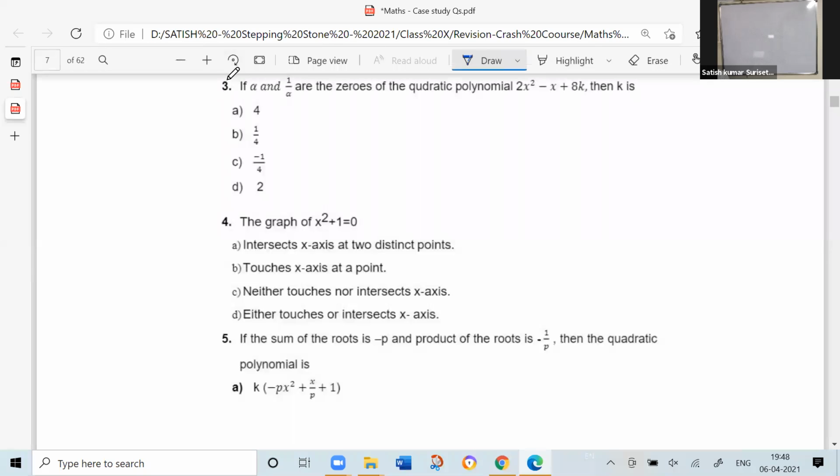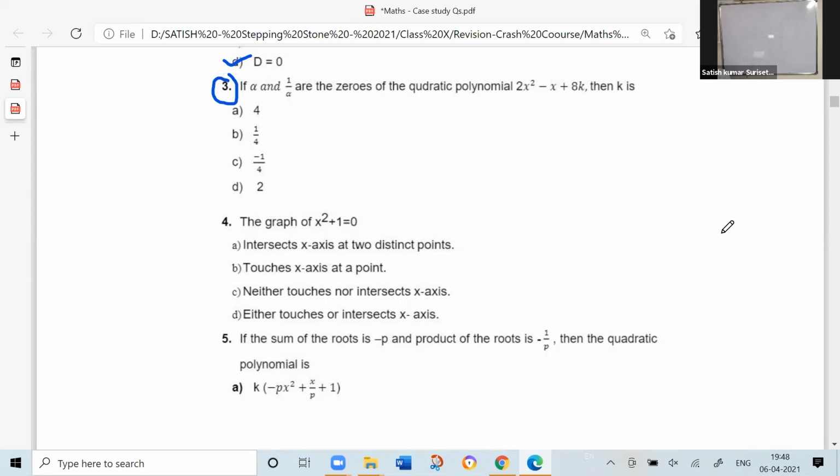Try the third one now. Try to respond, all of you. Whether it is correct or wrong, but try to respond. If alpha and 1 by alpha are the zeros of the quadratic polynomial 2x square minus x plus 8k, then k is.